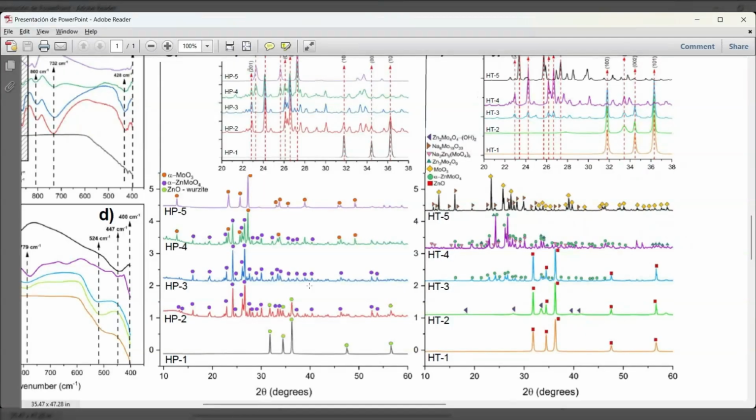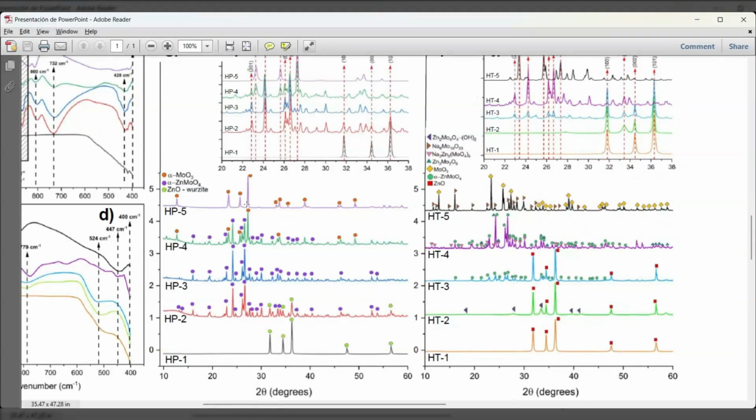When the molybdenum content further increases, as in HP4, alpha molybdenum oxide begins to appear together with the alpha zinc molybdate. Finally, HP5 contains predominantly alpha molybdenum oxide. The behavior can therefore be summarized as a progressive transformation from zinc oxide through zinc molybdate towards molybdenum oxide as the molybdenum concentration increases.